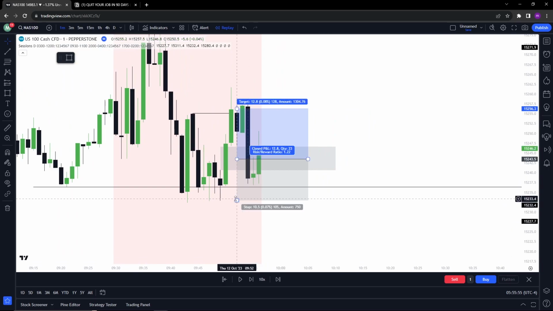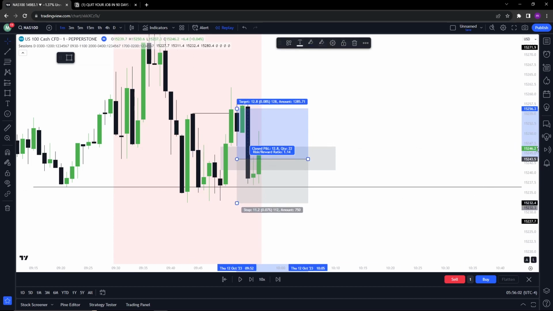Alright, so if I now play out the market, put this over here, you can see price taps us into our zone nicely. In regards to stop loss, you always want to make sure that your stop loss is below or above the high slash low. In this instance, it would be below our low.